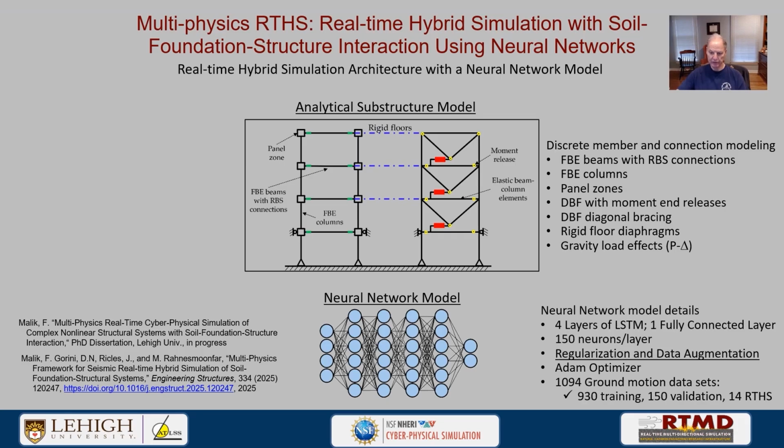Now, the neural networks. 4 layers of long short-term memory, 1 fully connected layer. We've got 150 neurons per layer. We're going to use regularization and data augmentation with an Adam optimizer. In total, we're going to have 1,094 ground motion data sets, of which 930 are used for training, 150 for validation, and then we're going to use the remaining 14 for the real-time hybrid simulation.